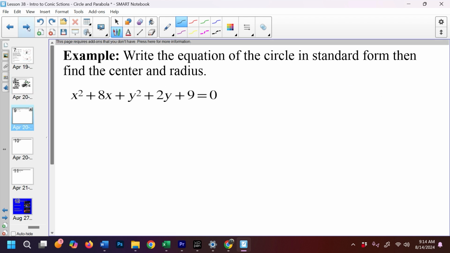Next example. This question asks you to write the equation of a circle in standard form, then find the center and the radius. You'll see that they have multiplied this out. This is called the general form. And to find the standard form, we are going to have to complete the square. Now, we completed the square earlier on in the semester, but we need to review.